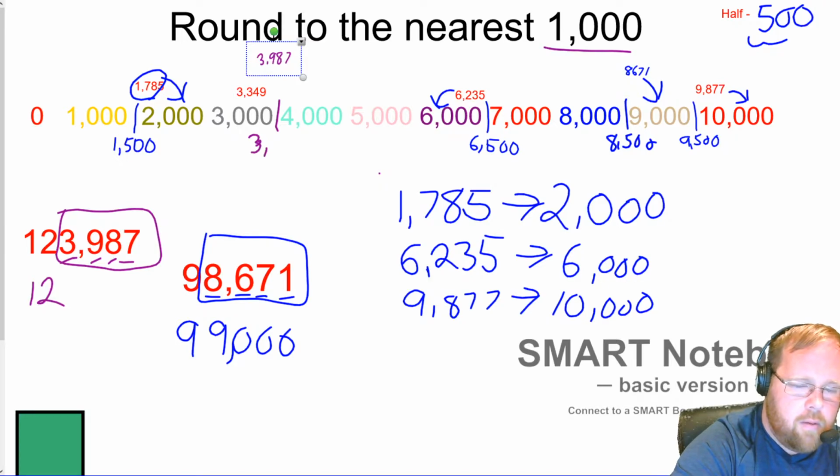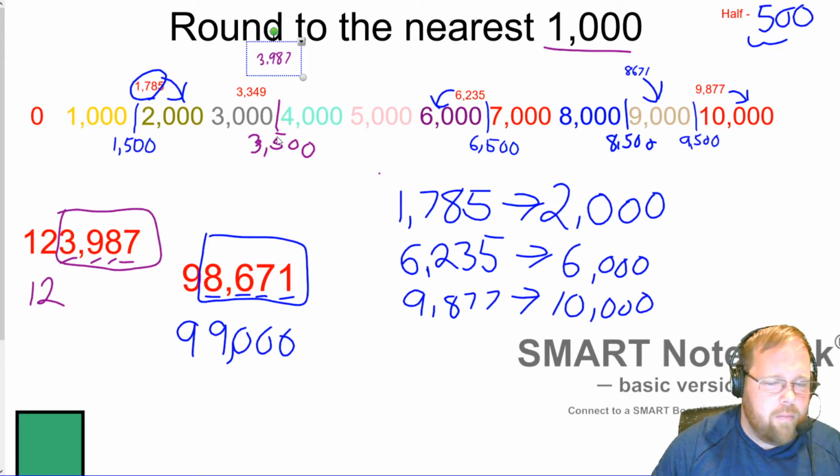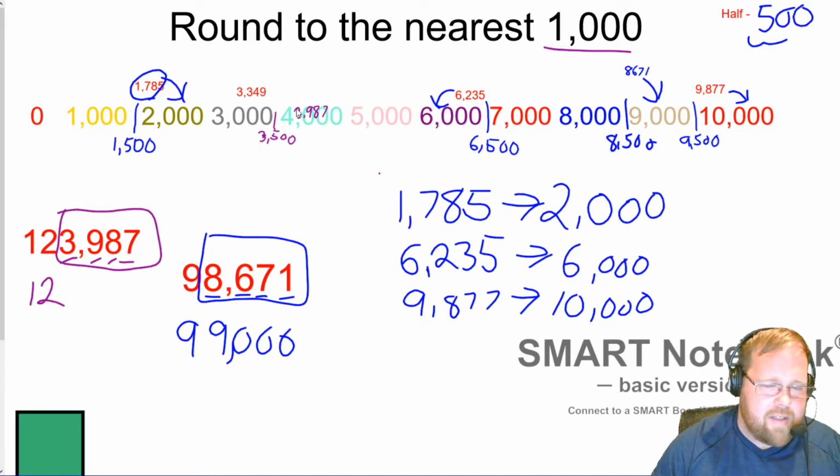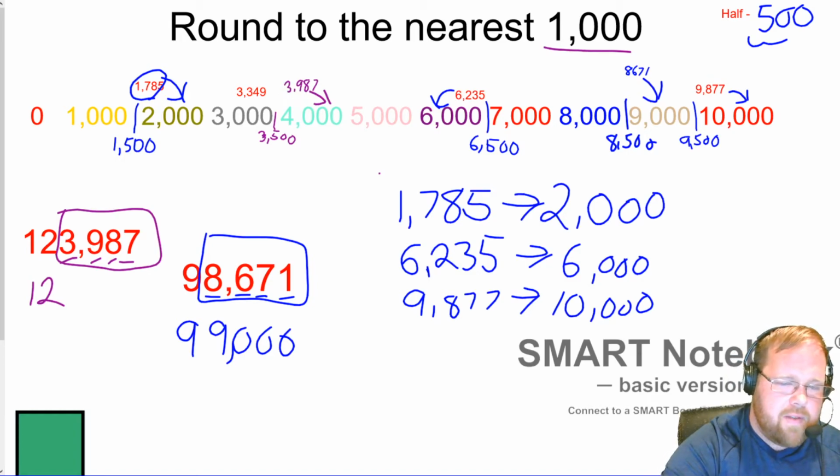3,500. Because that's the middle. Make it smaller. 3,500. 3,987 is much greater than 3,500. So 3,500, 3,600, 3,700, 800, 900. It's literally 13 away from 4,000. So if it fell, it would fall on that side of the fence. So we round up to 4,000.